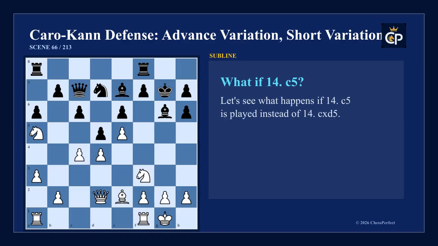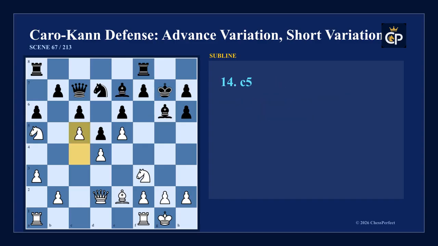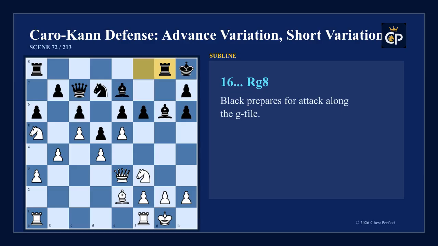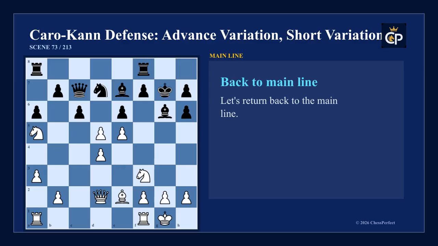Let's see what happens if c5 is played instead of c takes d5. c5, f6, b4, king h8, queen e3, rook g8. Black prepares for attack along the g-file. Let's return back to the main line.